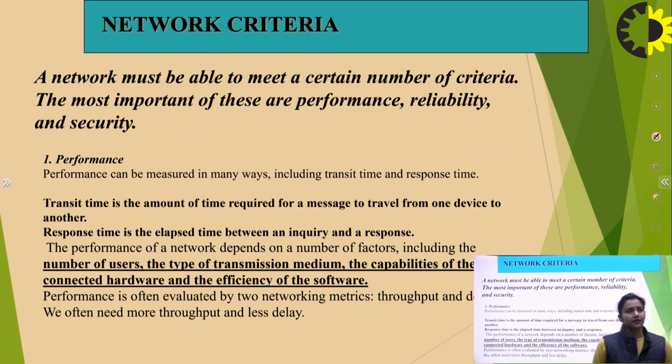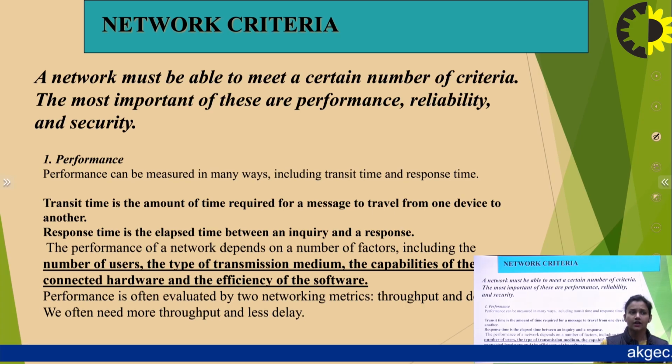So in network criteria, we have particularly 3 most important rules: performance, reliability, and security. The first criterion is performance. Performance can be measured in two ways: transit time and response time. Transit time is the amount of time a message takes to travel from one device to another. Response time is the time between the inquiry and the response.